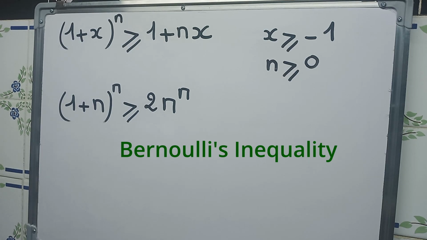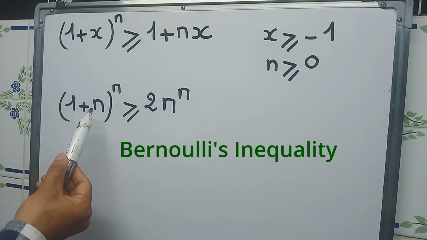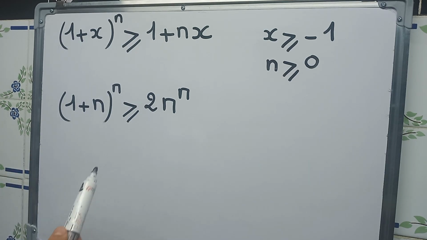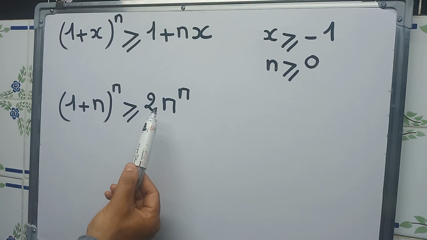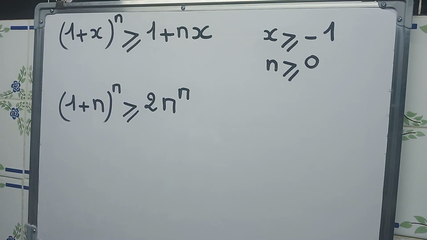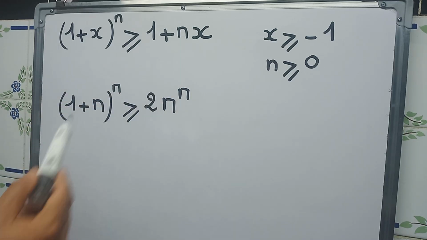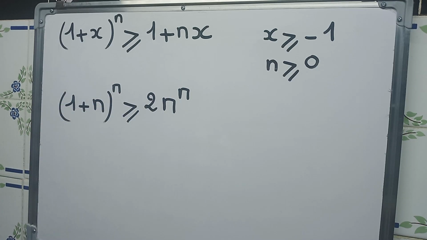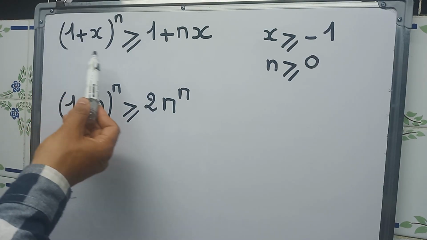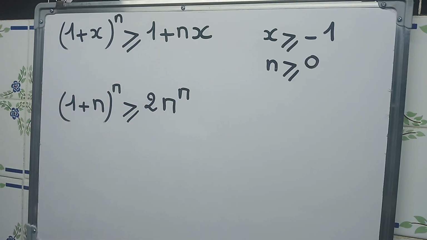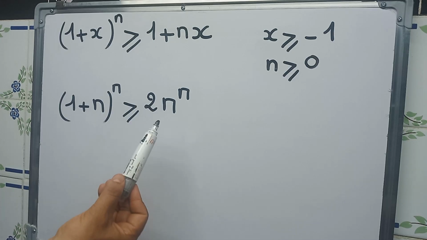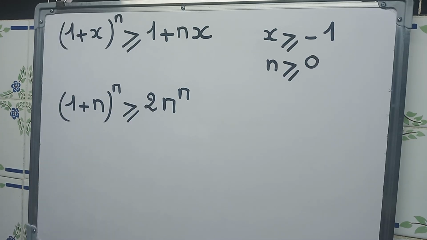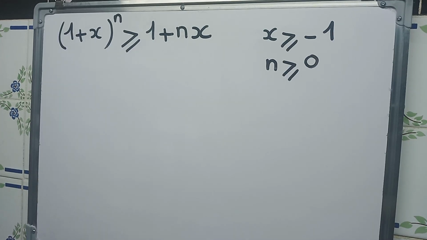In this problem, we will prove that (1 + n)^n is greater than or equal to 2n^n for n a positive integer, and for that we will use Bernoulli's inequality. So in this video we will start by proving Bernoulli's inequality, and later we will see how to use it in our inequality. Now let's prove Bernoulli's inequality.